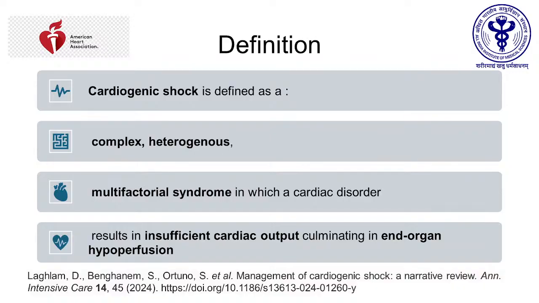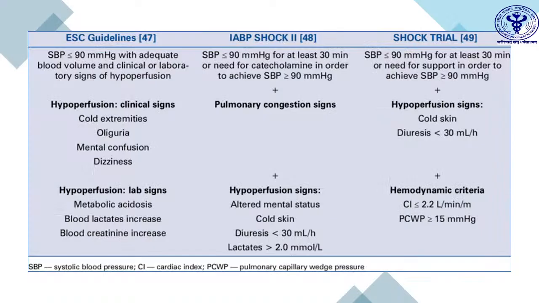So this is just a broad definition. What is cardiogenic shock? It is defined as a complex, heterogeneous, multifactorial syndrome in which a cardiac disorder results in insufficient cardiac output culminating in end organ hypoperfusion. The European Society of Cardiology defines cardiogenic shock as SBP less than 90 mmHg with adequate blood volume and clinical or laboratory signs of hypoperfusion. Clinical signs of hypoperfusion include cold extremities, oliguria, altered mentation, dizziness, and lab signs include metabolic acidosis, increased blood lactate, and increased blood creatinine.